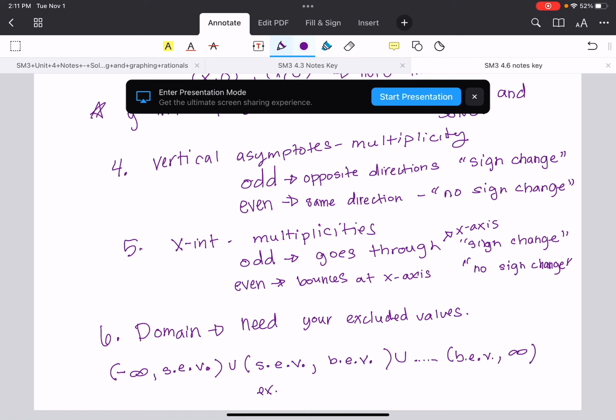Example, if my excluded values are x cannot equal -3 and 5, it would look like negative infinity to -3, -3 to 5, 5 to infinity.